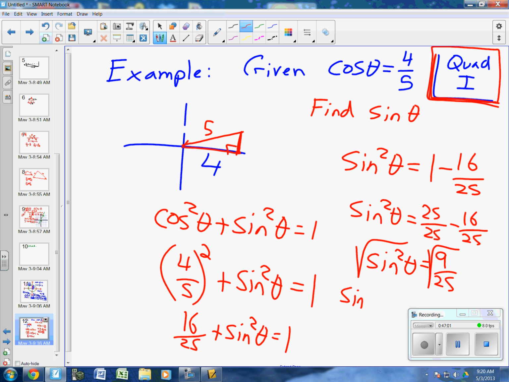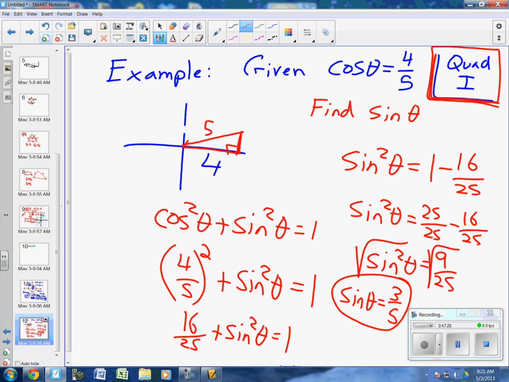So sine of theta equals the square root of 9, which is 3, over the square root of 25, which is 5. And there's the sine of theta. I'm going to show you a faster way to get it. But this is the information I'm giving you, you're supposed to do it this way. But let me just show you.